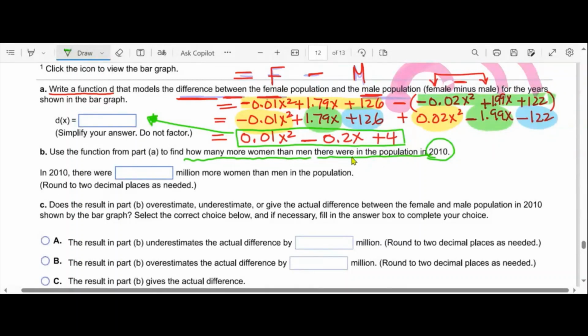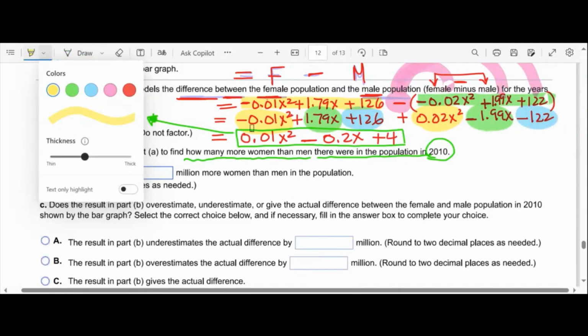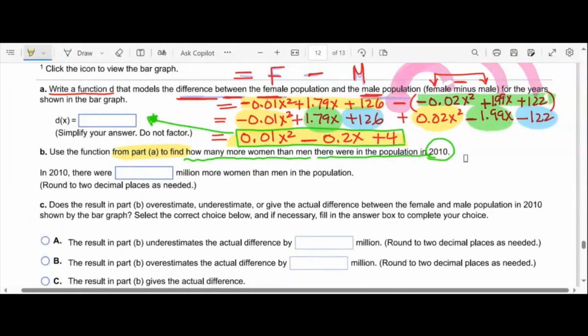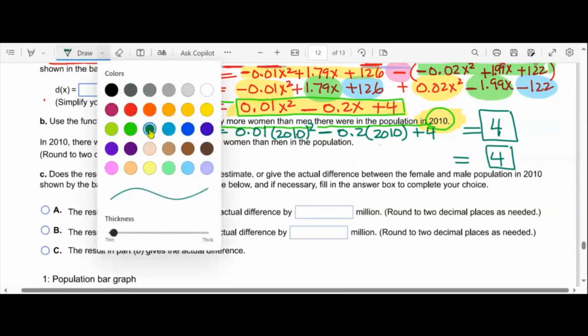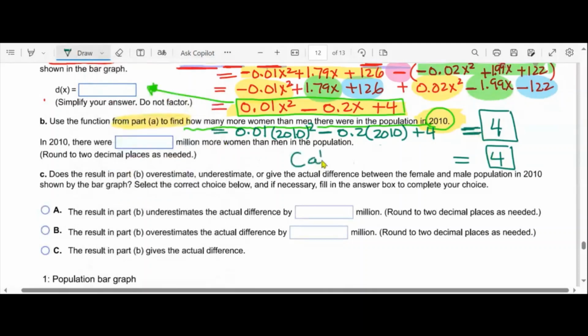So he wants to know, use the function from part A to find. So from this part, what did we get here? We get something here, right? What's this one? We get this one. So we're going to use this to model what's going to happen in 2010. As we can see here, he's asking for year 2010. So I'm going to replace x by 2010. And the answer should be equal to what? To 4. After you do the calculation, your answer should be 4. Okay? So you put the answer. Where should you put the answer? You put the answer here. 4 million more women than men in the population.